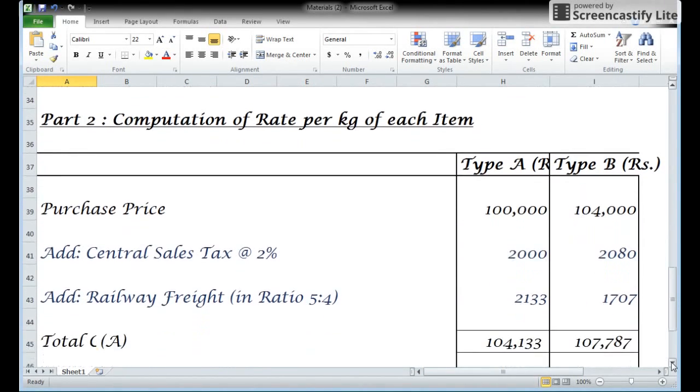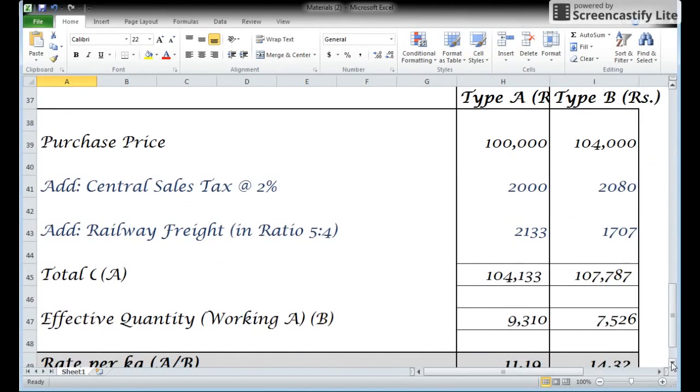Moving on to part 2, we have to calculate the rate per kg. Remember, it is not rupees 10 and rupees 13 anymore. We are going to include taxes and freight charges along with the cost and find out the revised rate per kg only for the remaining items. So purchase price is 1 lakh for type A and rupees 1 lakh and 4,000 for type B. You have to now add central sales tax at 2% on the purchase price. Calculate 2% on 1 lakh and 1.04 lakh.